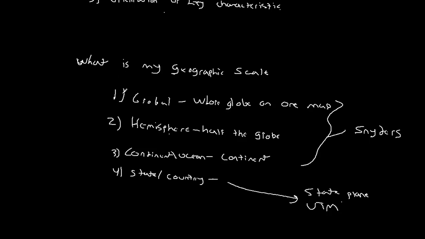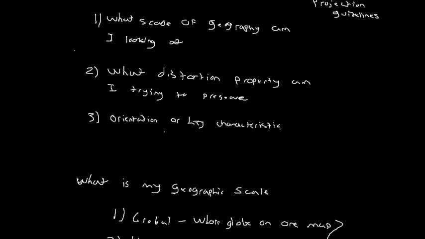But again, what geography am I looking at? Whole world, half the world, or a specific continent? Any of these three, we're going to go back and we're going to look at these Snyder's tables that we'll talk about momentarily. Okay? Global, hemisphere, continent. That's question one.